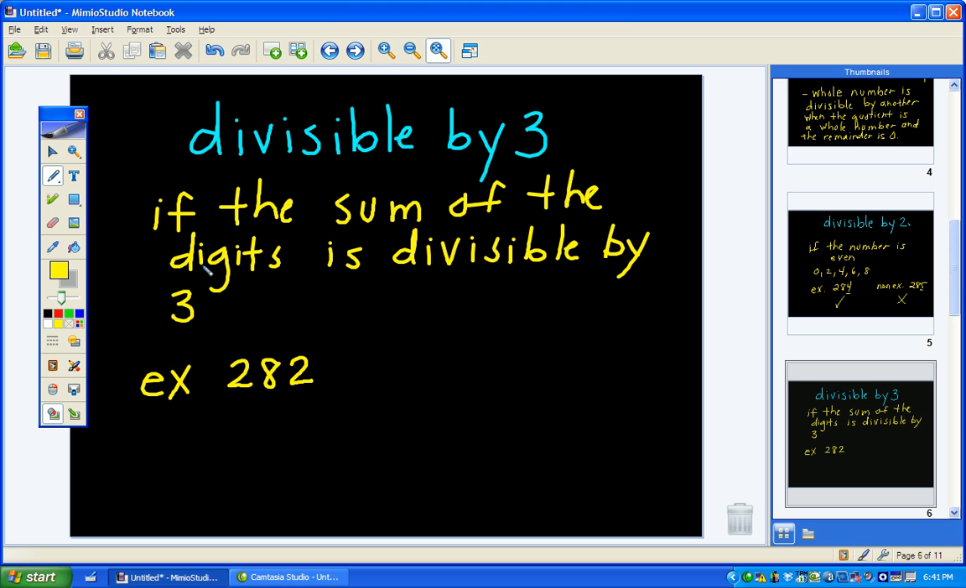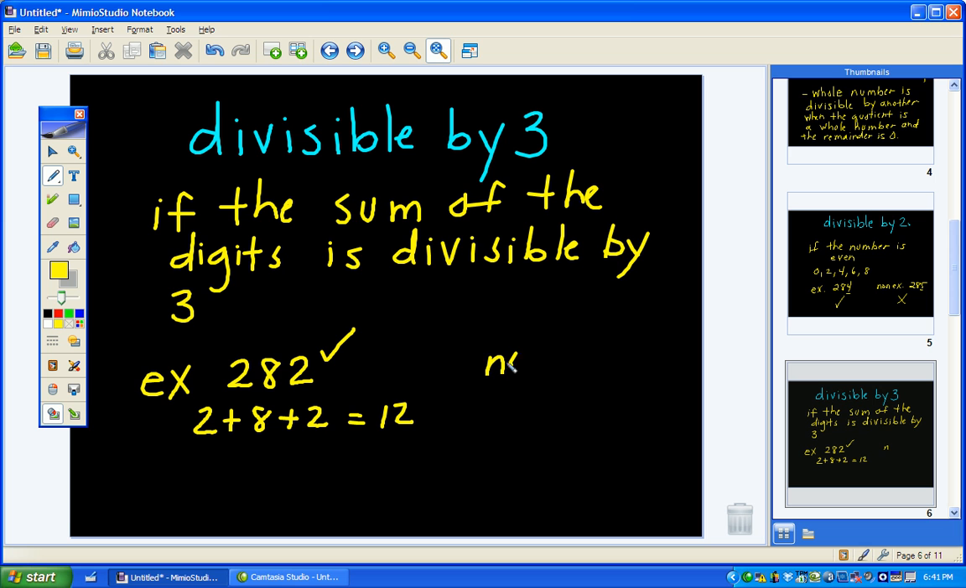And you're thinking, what in the world does this rule mean? So let me show you an example. If I had the number 282, I'm going to get the sum of this number. I'm going to add each digit together. So 2 plus 8 is 10, plus 2 more is 12. I know that 3 goes into 12 4 times with no remainder, so 282 would be divisible by 3 when I go through the process.